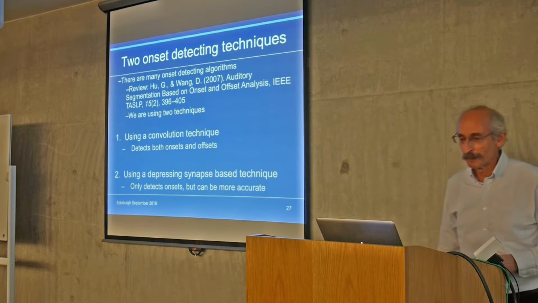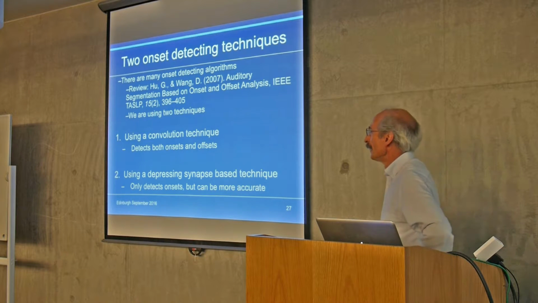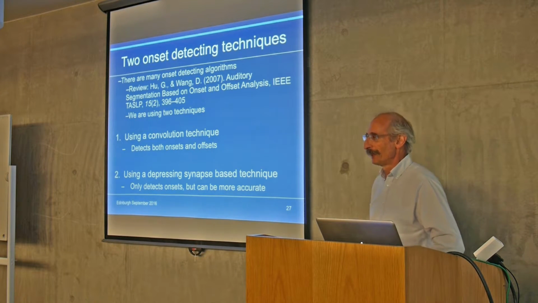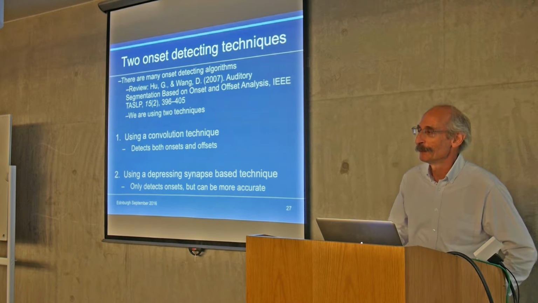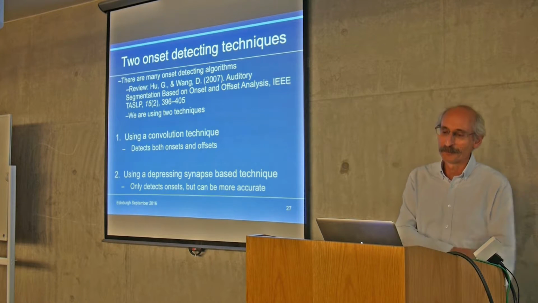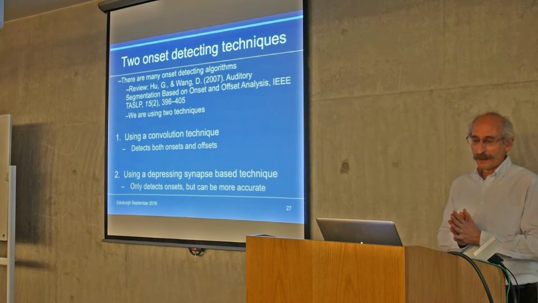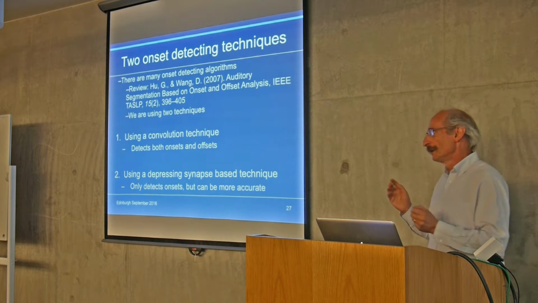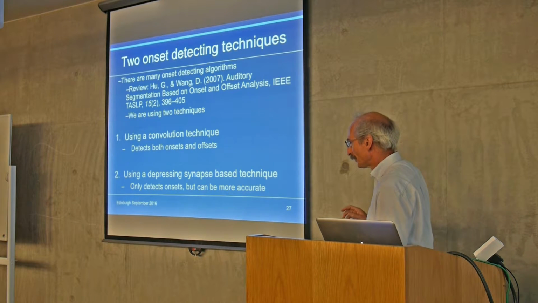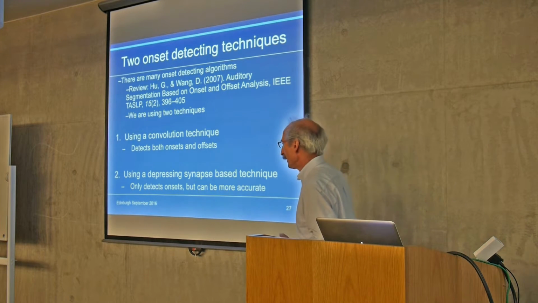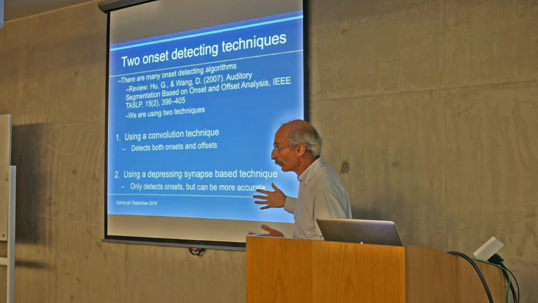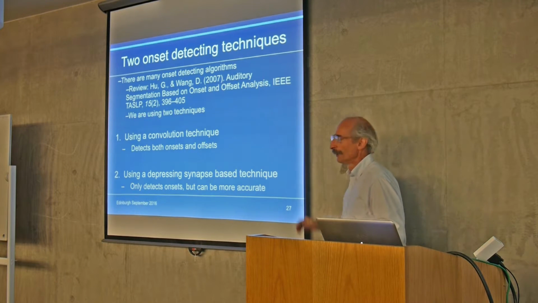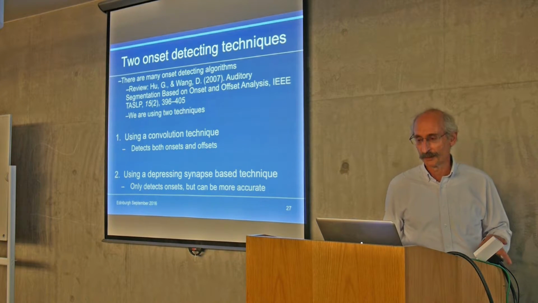There's a nice review paper by Hu and Wang, 2007, that looks over a whole lot of different onset-based techniques, except they don't know the ones I was using, but never mind. The two techniques that I've used are a convolution-based technique that detects both onsets and offsets, and a depressing synapse-based technique, which is much more biologically inspired, since it uses depressing synapses, but it only detects onsets.